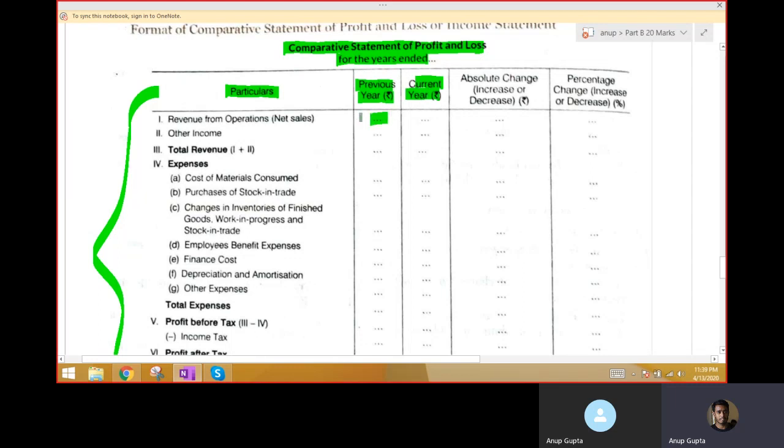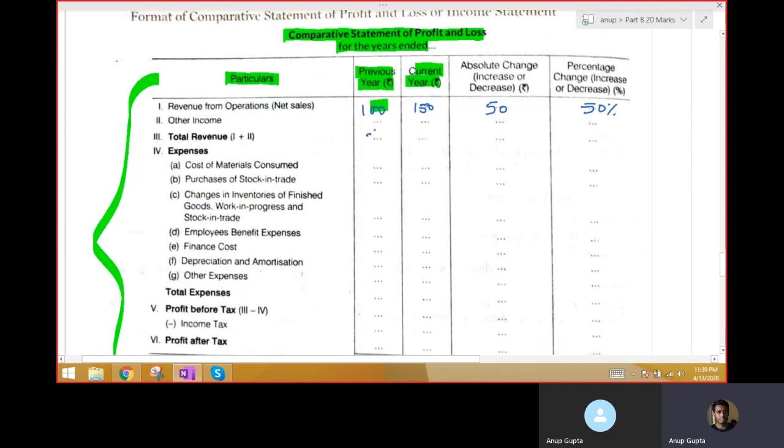Okay, here we write the amount. So for example, the revenue from operation is 100 and this is 150. So that means there is an absolute increase of 50 rupees and the percentage change is 50%. Okay, say other income was 80 and the current year was 60. That means there's an absolute decrease of 20. So the decrease we'll write in the form of brackets. Okay, and how much is the change? So we will find the percentage change, that is absolute change divided by the previous year into 100. And how much is that? That comes to 25%.